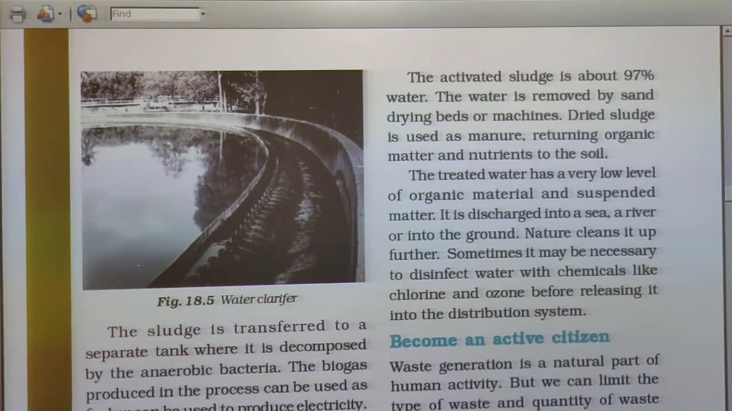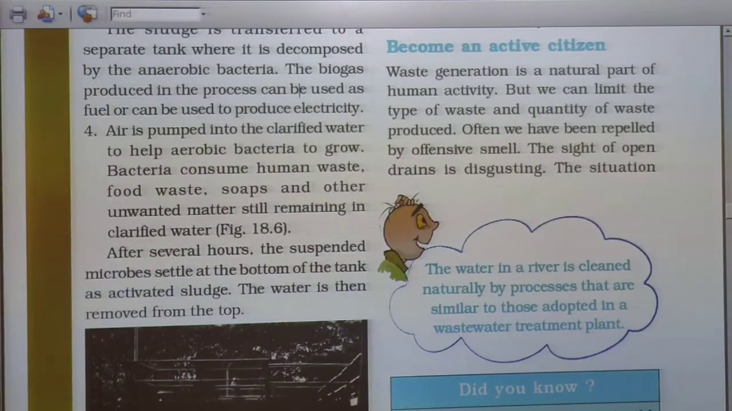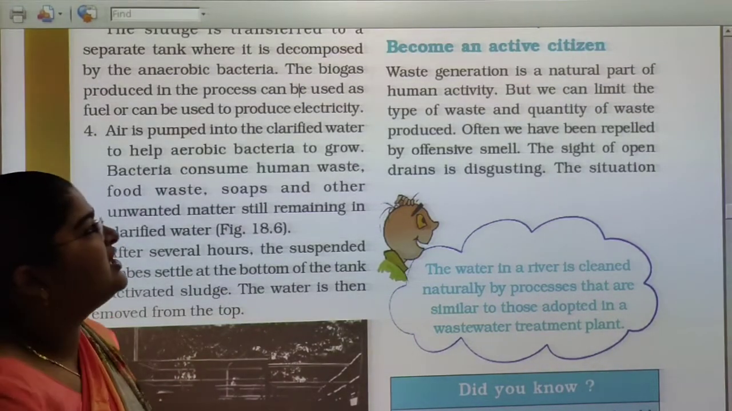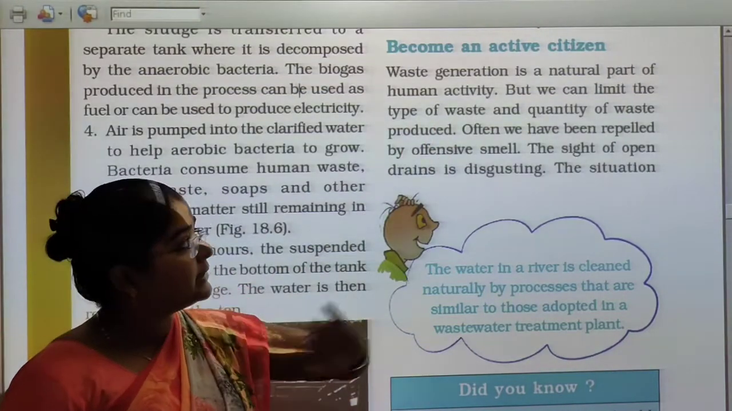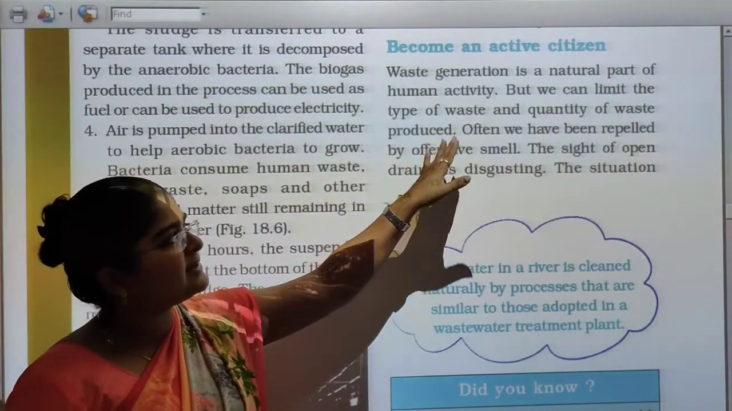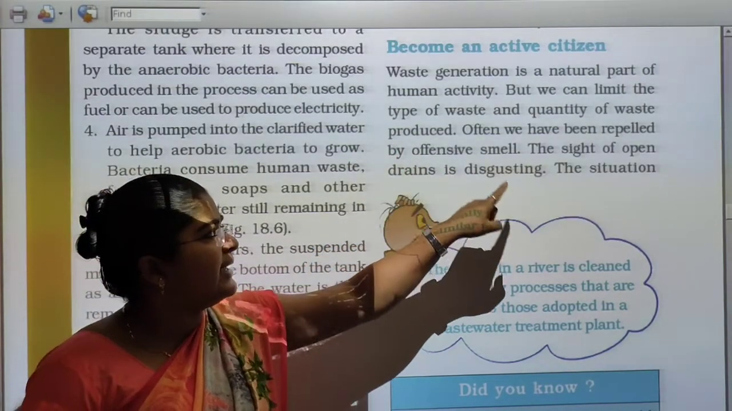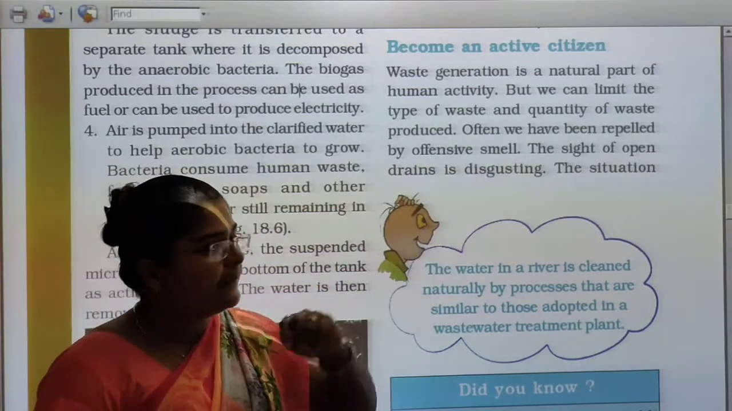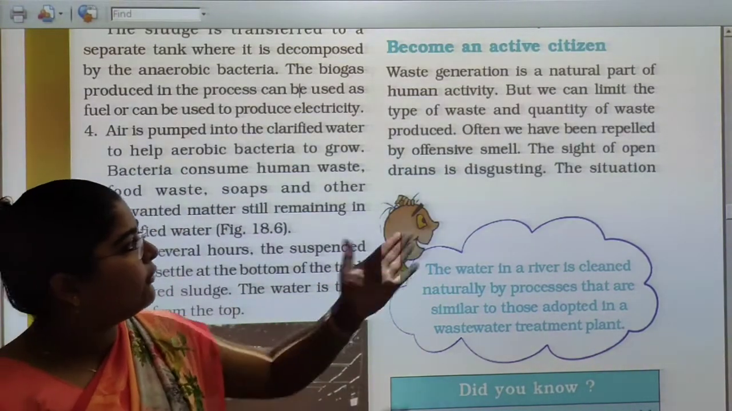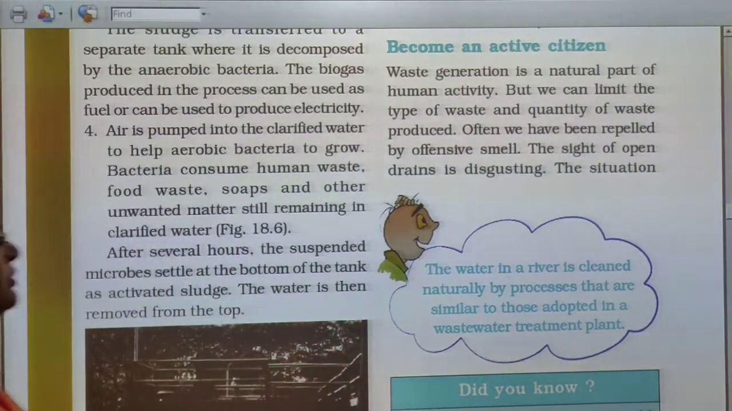Now next topic is about becoming an active citizen. Waste generation is a natural part of human activity, but we can limit the type of waste and quantity of waste produced. Often we have been repelled by foul smell. So the sight of open drains is disgusting.